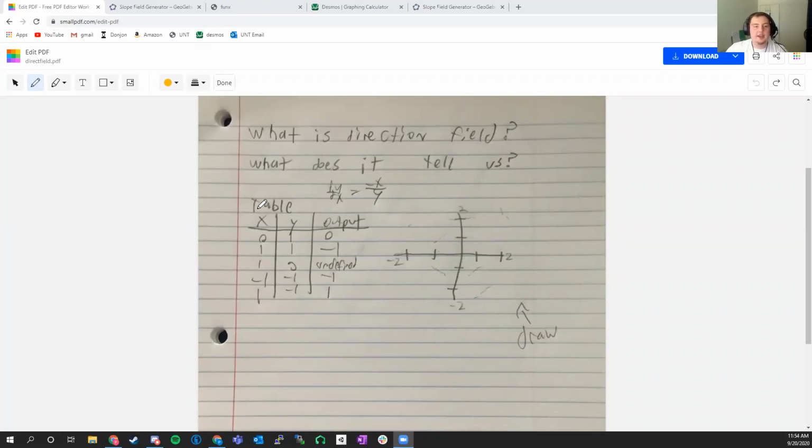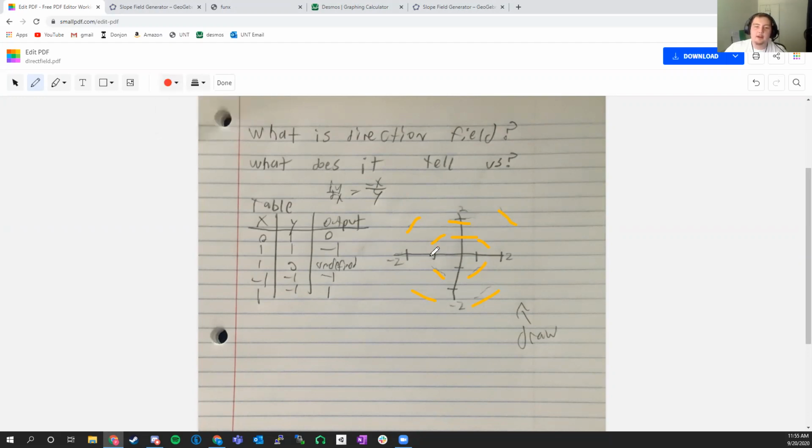So here I have a table for the differential equation negative x over y. When we plug in 0 and 1, we get 0 as our output. So at point (0, 1) on a graph, we'll put 0. At point (1, 1), we'll put negative 1. And likewise, we'll do this for many, many points for our differential equation. And from that, we can start to see what the solution of this differential equation could look like.